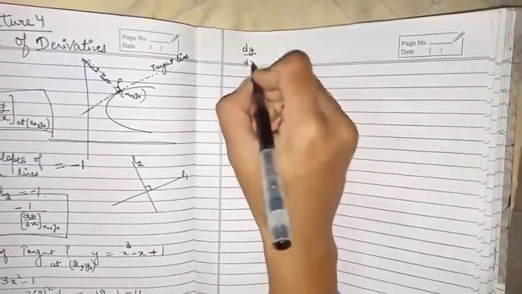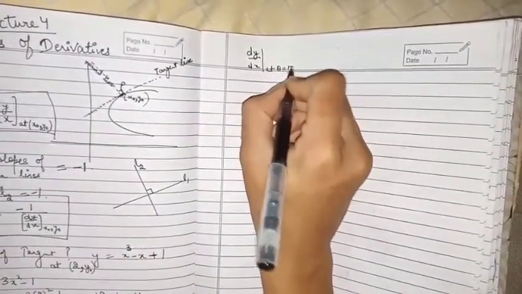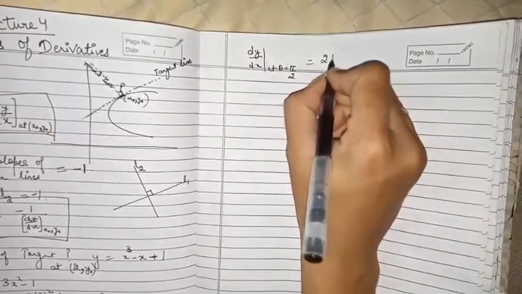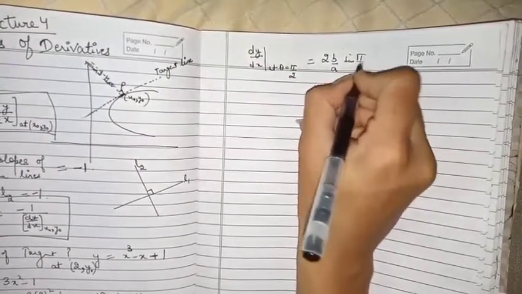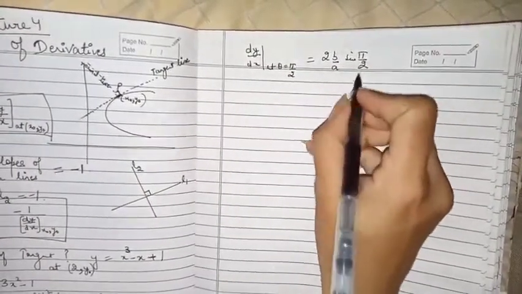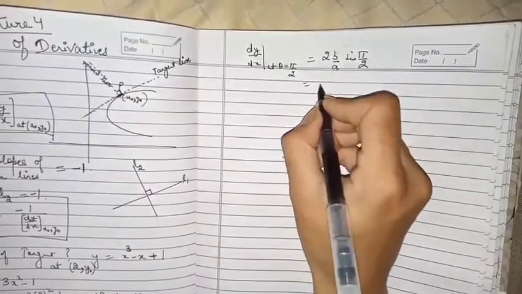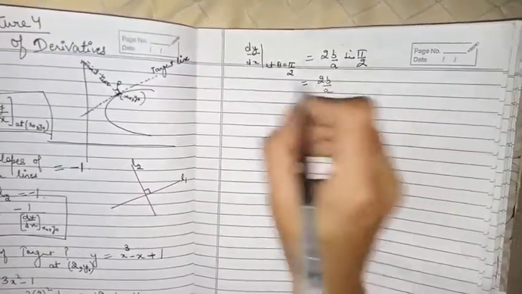Now what is dy by dx at the point theta equal to pi by 2? It is 2b over a sin pi by 2. I just replace theta with pi by 2. Sin pi by 2 is sin 90, which is 1. So it is 2b by a. This is dy by dx.